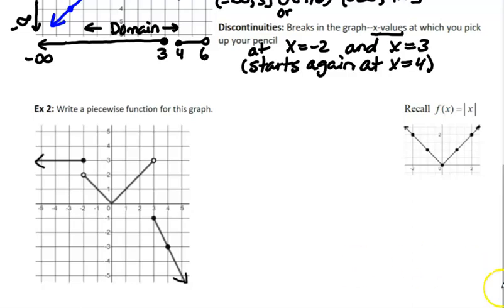Okay, one more example, and this is how do we actually write a piecewise function for a graph? So let's go ahead and look at this graph, and we're going to realize it's in 3 sections, so it's going to have 3 different function rules. So I'm going to open up a curly bracket and make a space for 3 different function rules, each with its own domain.